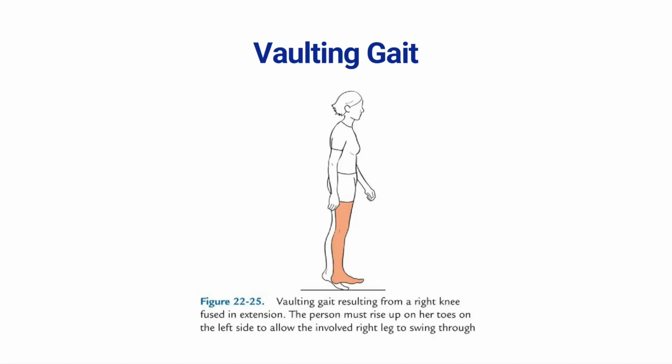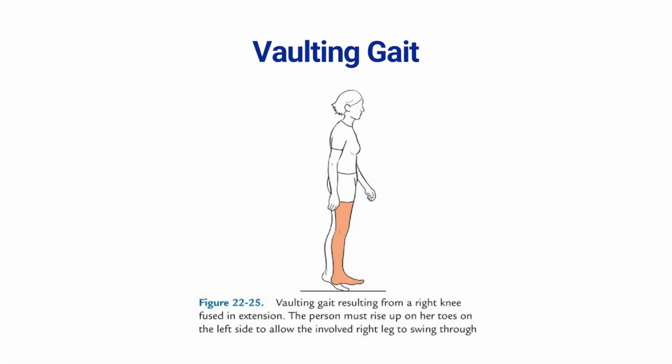We have vaulting, which is also another compensatory gait deviation commonly seen in individuals with neurological impairment. Vaulting gait occurs when the person rises up onto the toes of the stance leg in order to create extra clearance for the opposite swinging leg. In simple terms, the person pushes up on the supporting leg to help the other leg move forward without dragging.